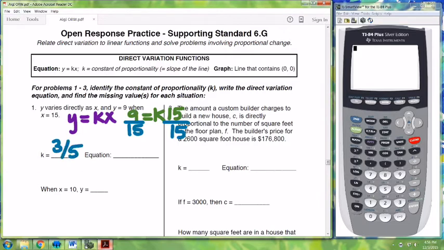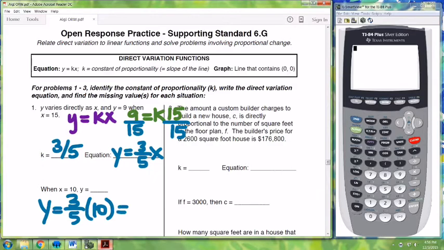Okay, so if k is 3 over 5, then the equation for this function is just y equals 3 over 5x. Okay, so you solve for k and then plug it back into that original equation. Then they're going to ask you some questions to use that equation and find out other values. So now they want to know when x equals 10, what does y equal? So y is going to equal 3 over 5 times 10. So if you need to type that in your calculator, you can, but this would be 3 times 10 is 30 divided by 5, and that's going to equal 6.